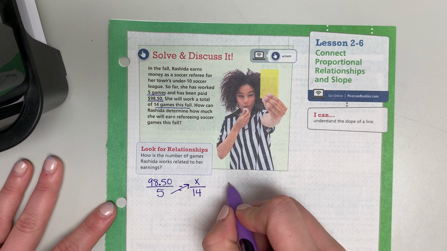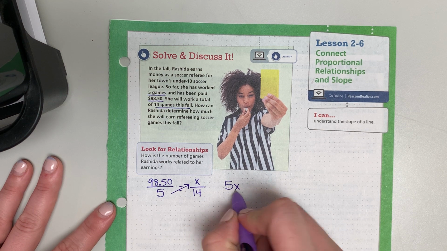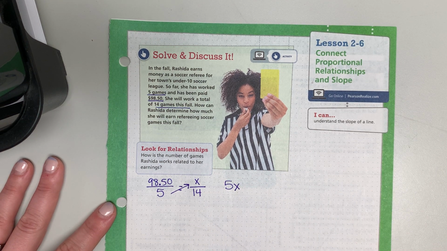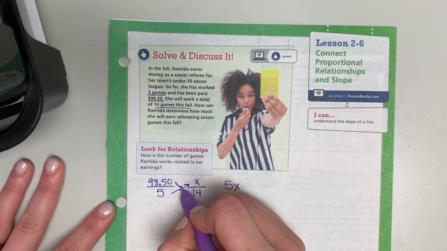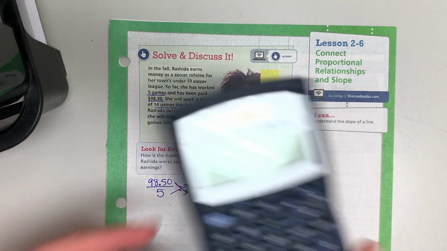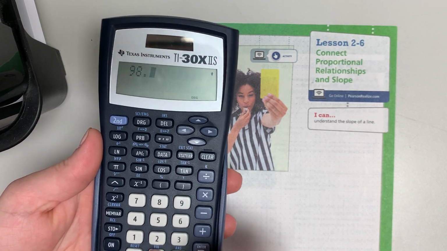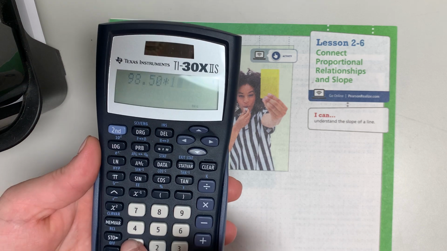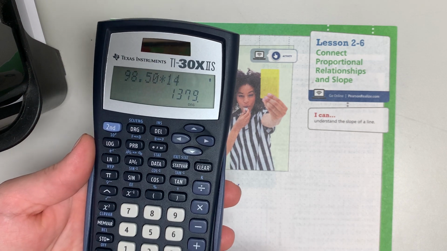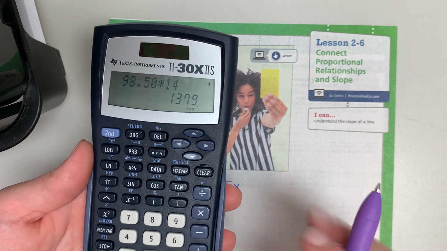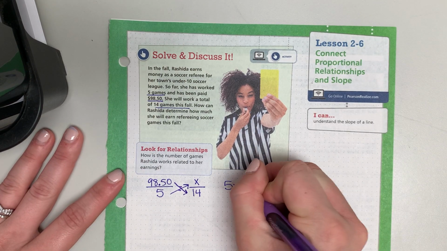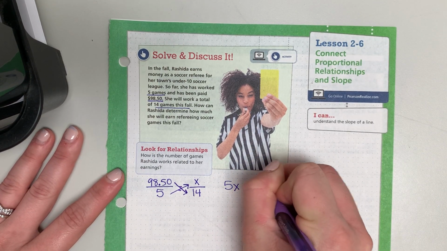So you would set this up as a proportional relationship, and you would crisscross multiply. 5 times X is 5X. Then you would multiply across, and you would look at $98.50 times 14. Go ahead and grab your calculator. 98.50 times 14. Okay, so that's 1379. So you would say equals 1379.